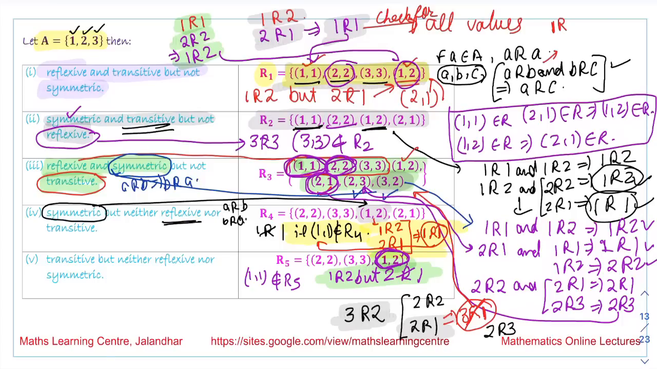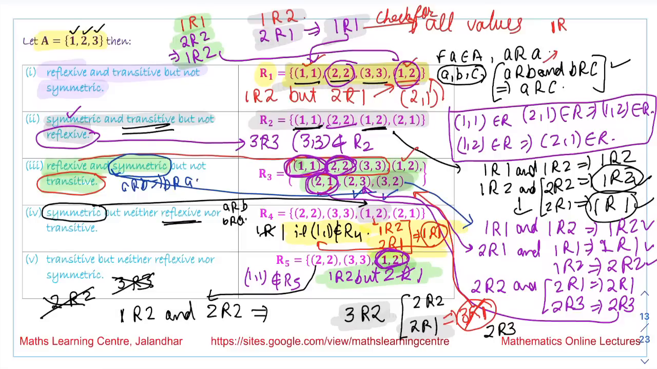How are we going to check the transitivity? The first element we are considering is 2 is related to 2. There is no element for which further we can go. Next we are saying 3 is related to 3. There is no further element we can go. Next we are saying 1 is related to 2 and 2 is related to 2, this implies that 1 is related to 2.